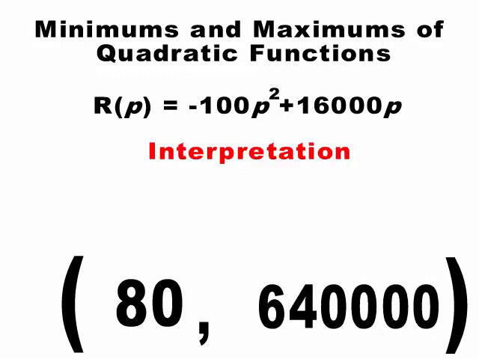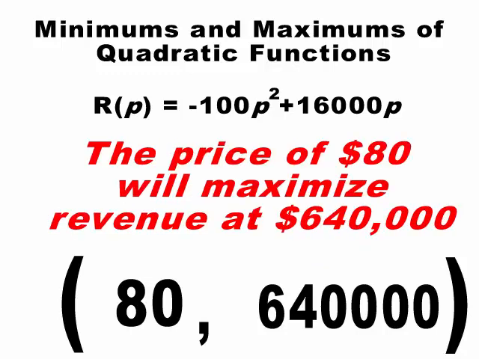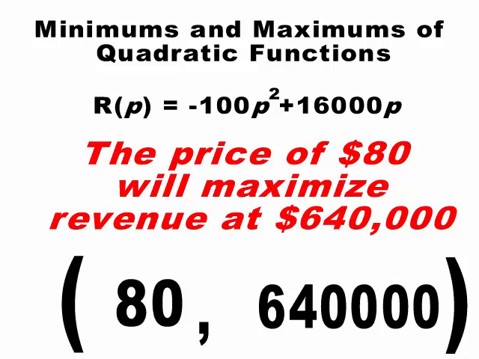So let's interpret this. What that literally means is, for price P, the textbook price of 80 bucks would generate the maximum revenue possible from this function, about $640,000. Say it again. The price of 80 bucks will maximize the revenue for the company at $640,000. Textbooks are not cheap.